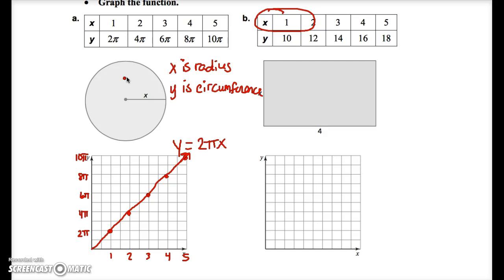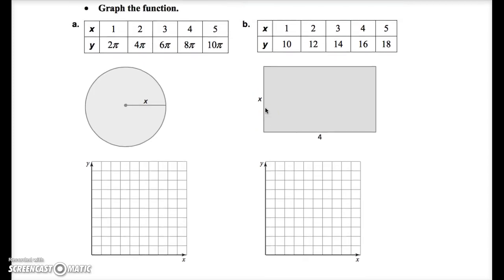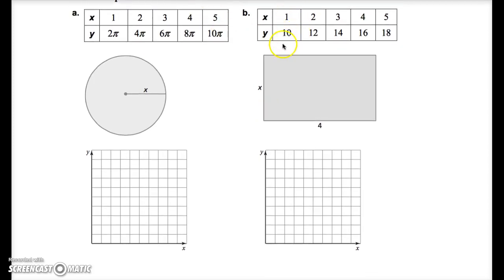Okay? If we jump over and look at B, what's the pattern going on? How do you get from x to y? How do you get from 1 to 10, 2 to 12, 3 to 14? I notice it's not just straight multiplication. So I will say it's going to be a combination of multiplying by something and then adding something. So it just so happens that our equation is y equals 2x plus 8. You multiply by 2, and then add 8.